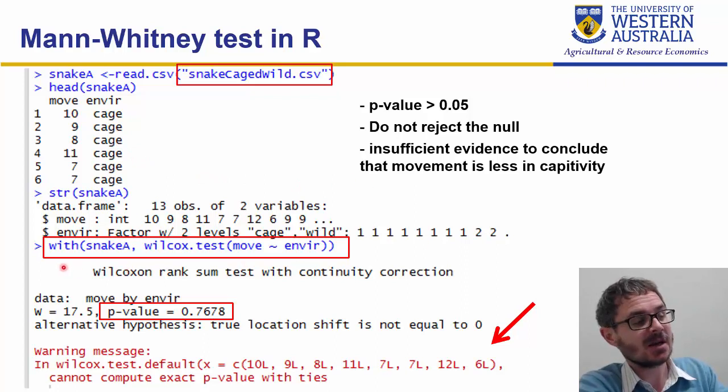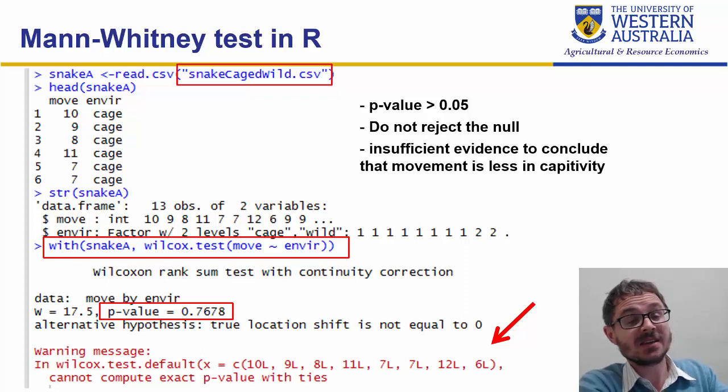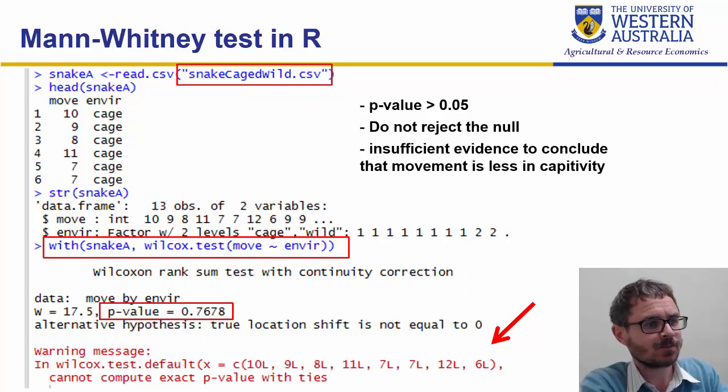How do I implement my test? I just want to have with the snake A data, Wilcox.test, movement, tilde, environment, which are the names of my variables. And you can see that the p-value is above 0.05. So I would say I have insufficient evidence to conclude that the movement intensity of the captive snakes is different to those of my wild sea snakes. And that's helpful for me because it's very hard to get those observations on those wild sea snakes for practical reasons.